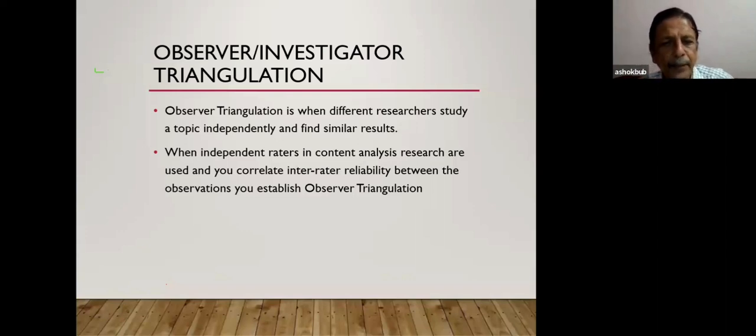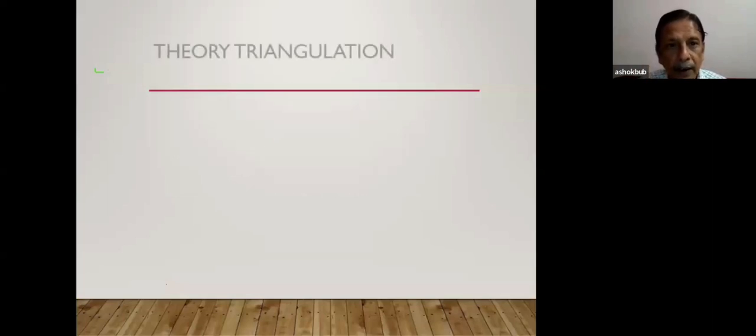When independent raters in content analysis research are used and you correlate inter-rater reliability between the observations, you establish observer triangulation. Suppose you collect the data based on judges, so two or three, or a panel of judges, are there. The opinion of the different judges is a factor so that observer triangulation can be possible. So inter-rater reliability: I rate and another judge also rates. What is the correlation between the two? Similarity between the two becomes an important factor. This is what is called observer or investigator triangulation.